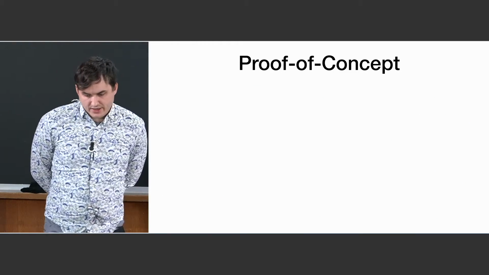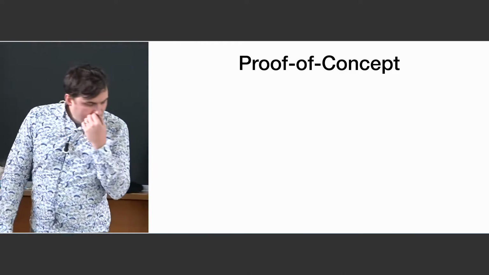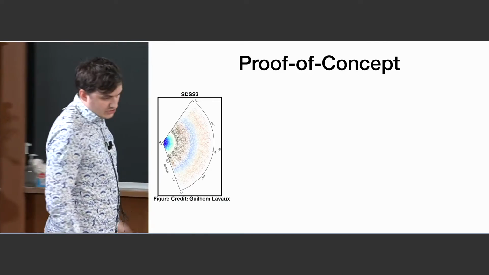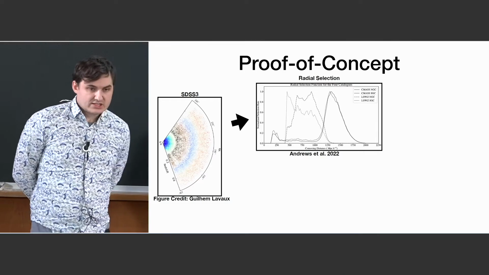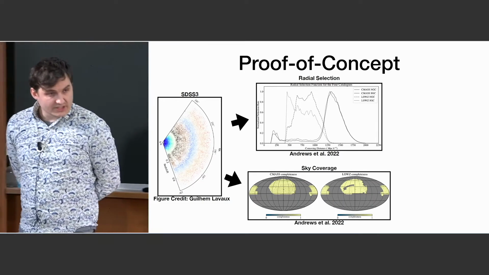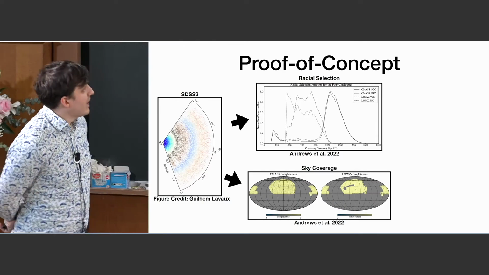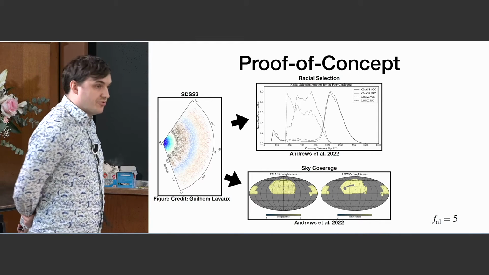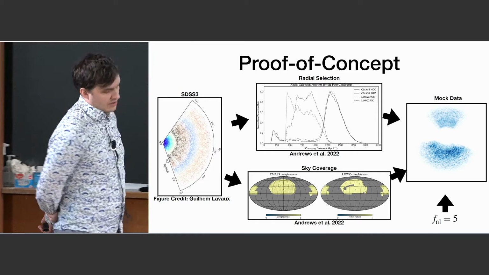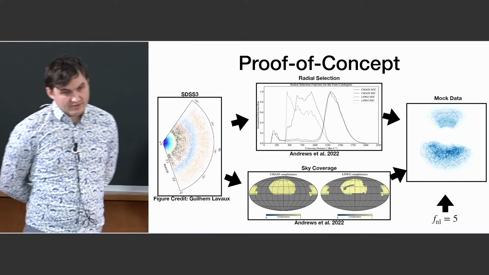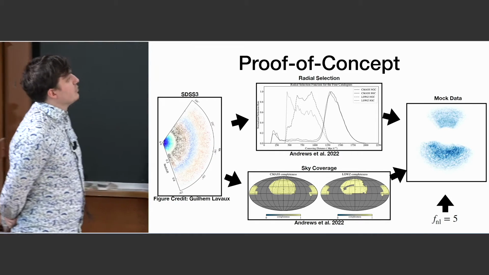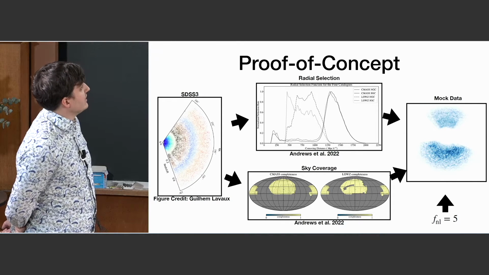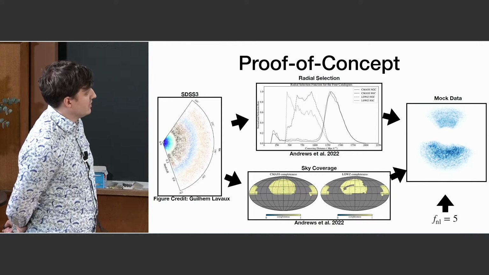Okay, so the first paper that we had out on this has to do with the proof of concept. What we do is we take an SDSS3 survey and extract key features from this, the radial selection function and sky completeness maps, and we inject a non-zero value of FNL to see if we can retrieve this value from the generated mock data. We have a fiducial mock data set that we generate with the same forward model, and then analyze. We're using a self-consistent mock data setup.